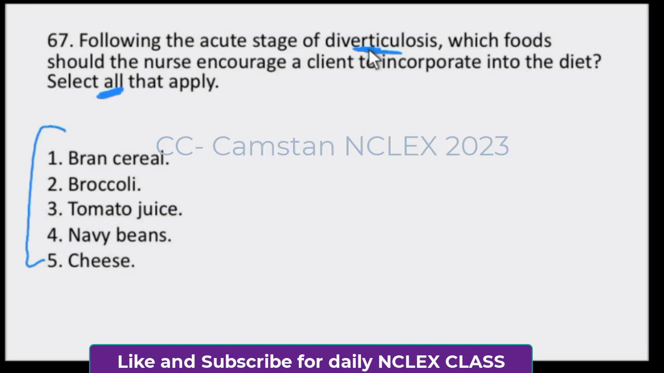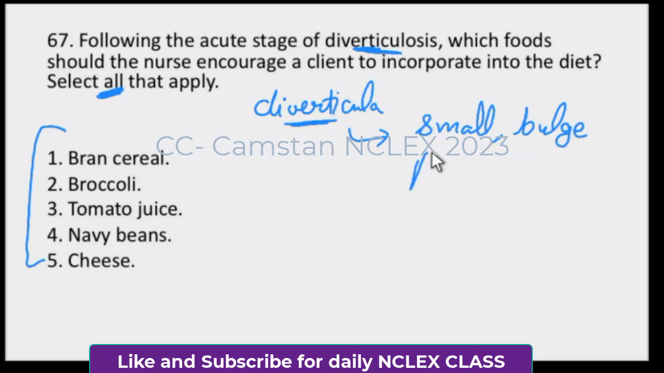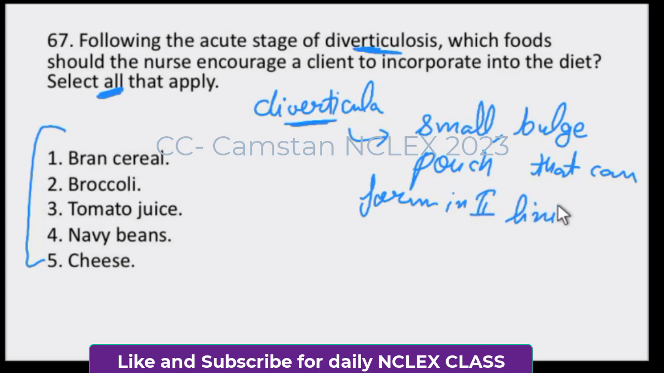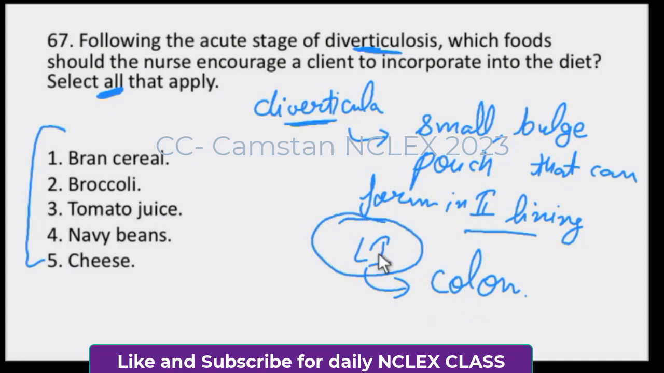What is diverticulosis? Diverticulosis is the presence of diverticula. Now, what is diverticula? Diverticula is basically a small bulge, a small pouch that can form in the intestinal lining, and the most common part of the intestine that is affected is the large intestine, that is the colon. So this is diverticula, and the condition is called diverticulosis.